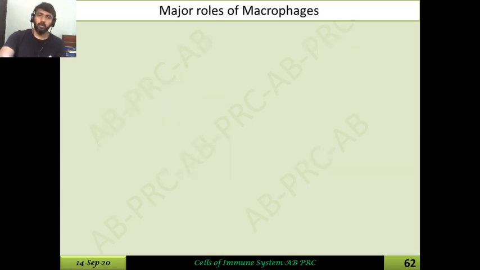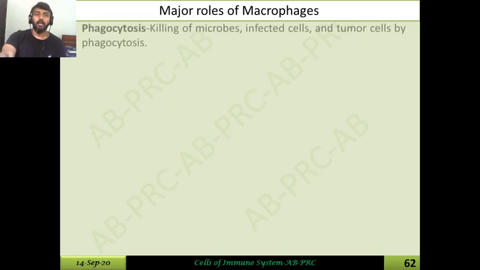And what are the major roles of macrophages? This is also important. What are the important functions a macrophage performs within a host body? The first and most important thing is phagocytosis itself. The mechanism was explained before, so I am not moving into that one. This is the process by which foreign substances are killed, right? Killing of microbes, infected cells and tumor cells by a process called phagocytosis is done by macrophages.